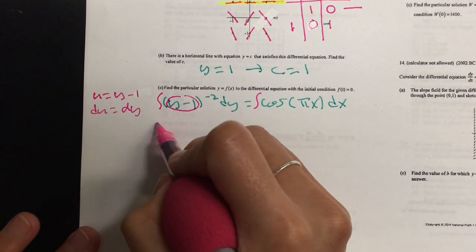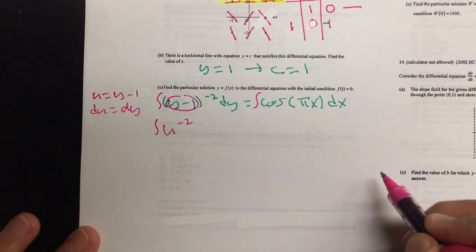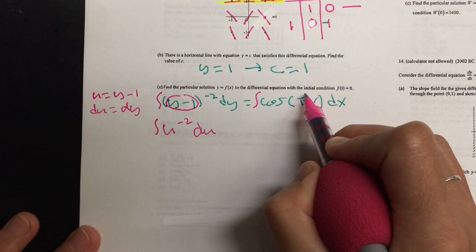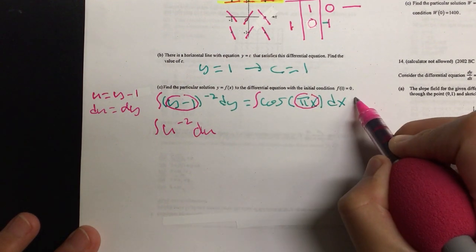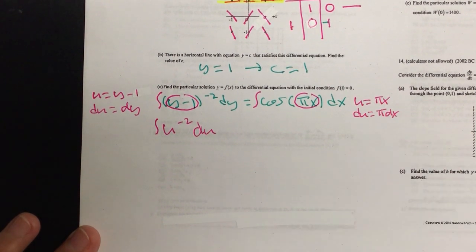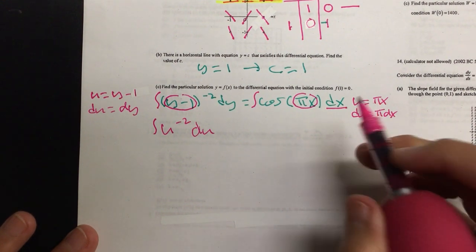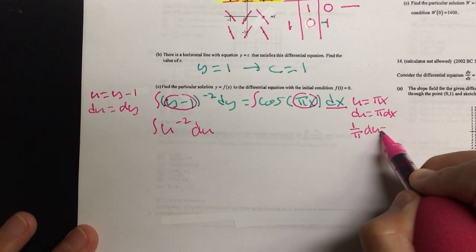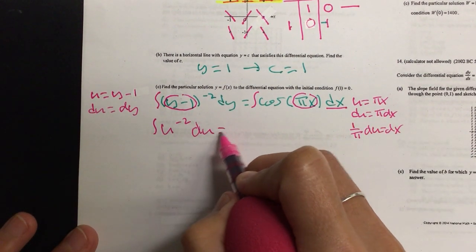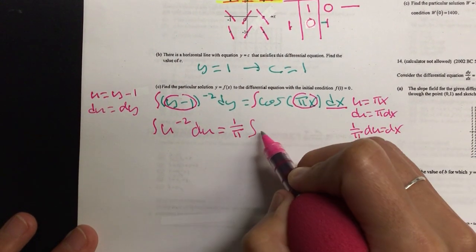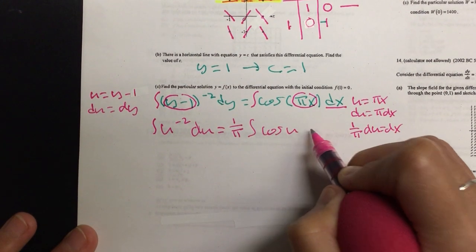So let's go ahead and plug it in. We have the integral of u to the negative 2 du. And let's integrate the other side while we're at it. We know our u is equal to pi x, so du is equal to pi dx. What do I need to do with the pi, since I don't see it on the original? Divide. So 1 over pi du is equal to dx. So I have the integral, and I'm going to kick out the 1 over pi. We have cosine u du.